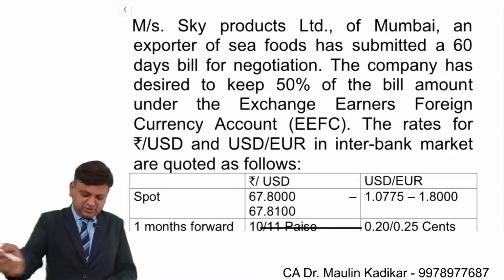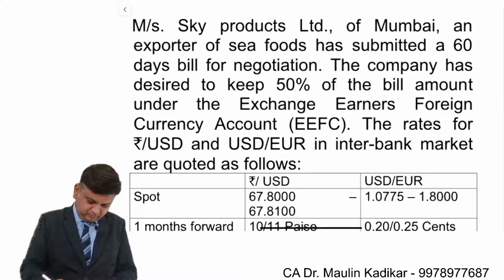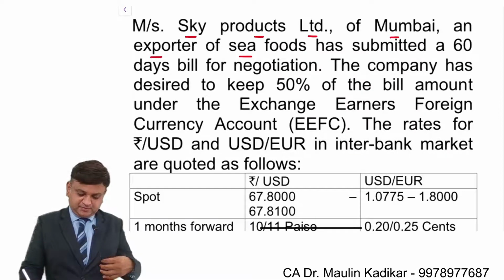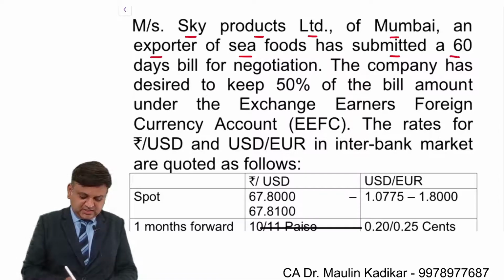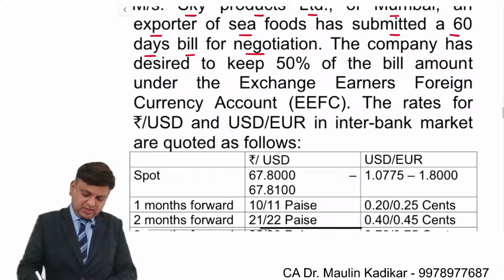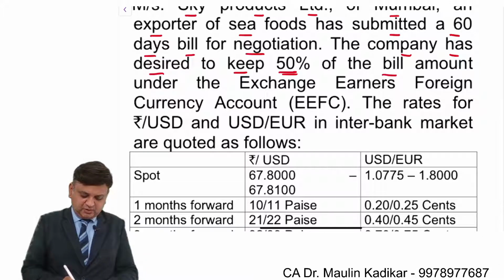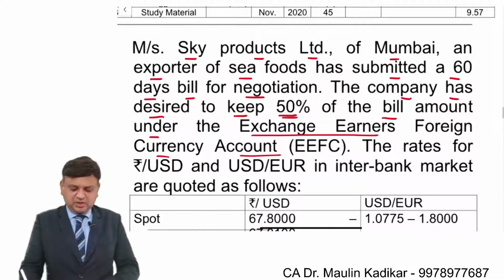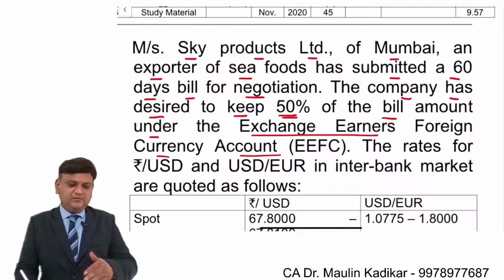Let us see the next question. Mrs. Sky Products Limited of Mumbai, an exporter of seafoods, has submitted a 60 days bill for negotiation. The company has desired to keep 50% of the bill amount under exchange earners foreign currency account. Means in short, say 50% of the bill will not be withdrawn.